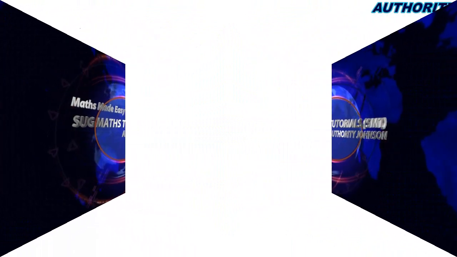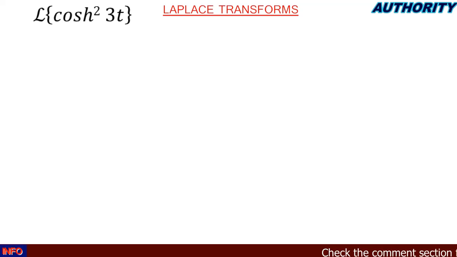All right, you are welcome again. Today we are still considering Laplace transform, and under this lesson, we are going to treat the Laplace transform of the function f of t is equal to cosh squared 3t. When we have the function cosh squared 3t, what will be the Laplace transform of it?